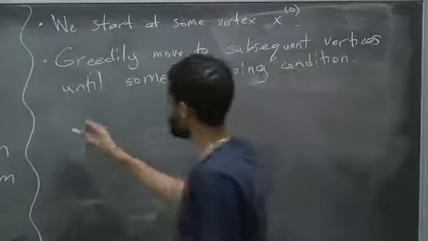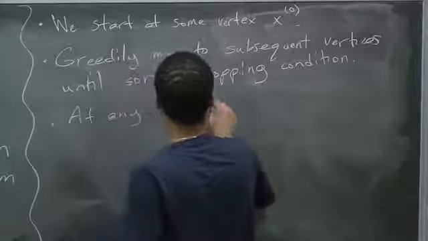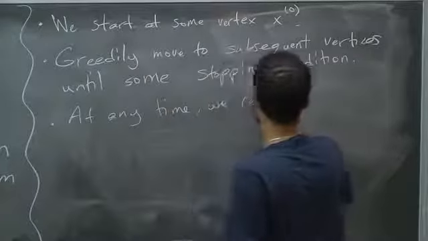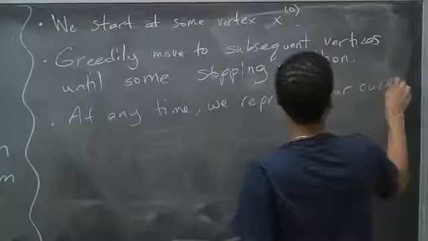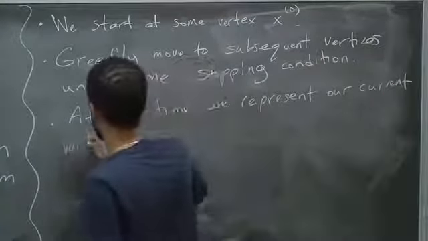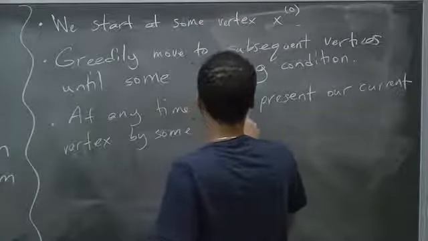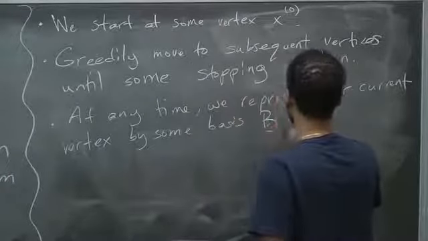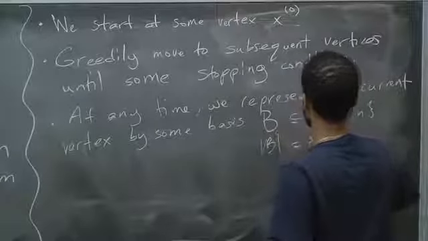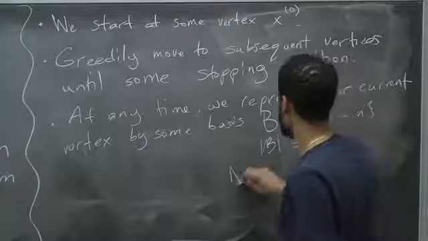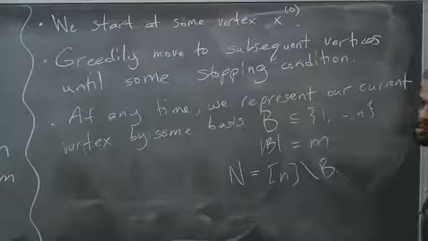So at any time, we represent our current vertex by some basis B. And we also defined N to be the set 1 to n without B, the complement.